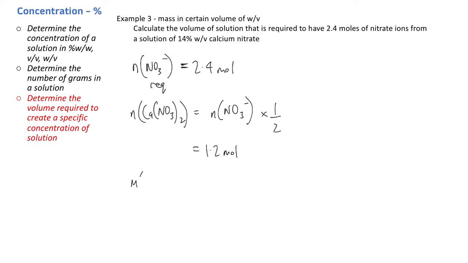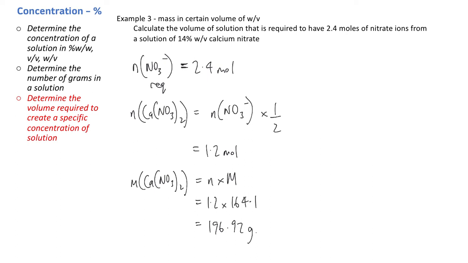I can work out the mass of the calcium nitrate, which will be equal to n times M, which is equal to 1.2 times the molar mass of calcium nitrate, which happens to be, what's that? 164.1. Times that by 1.2 is 196.92 grams. That's how many grams I need.